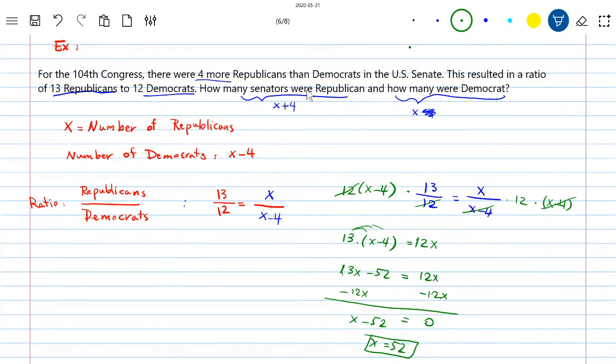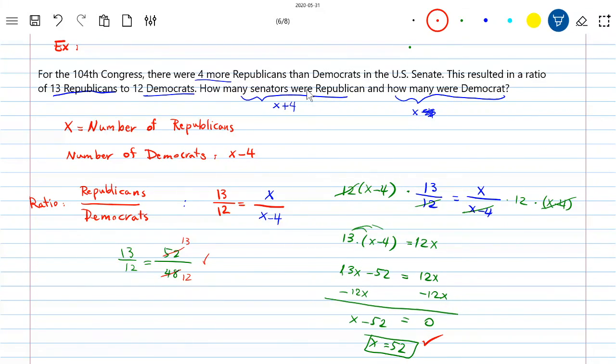Is this the correct solution? So let's try it in the equation. 13 over 12 equals 52 divided by 52 minus 4, which is 48. If we simplify 52 over 48, do we get 13 over 12? I think we do. If you divide this by 4, 52 divided by 4 is 13, 48 divided by 4 is 12. So this is the same as 13 over 12. This is true. This is our solution, X equals 52.